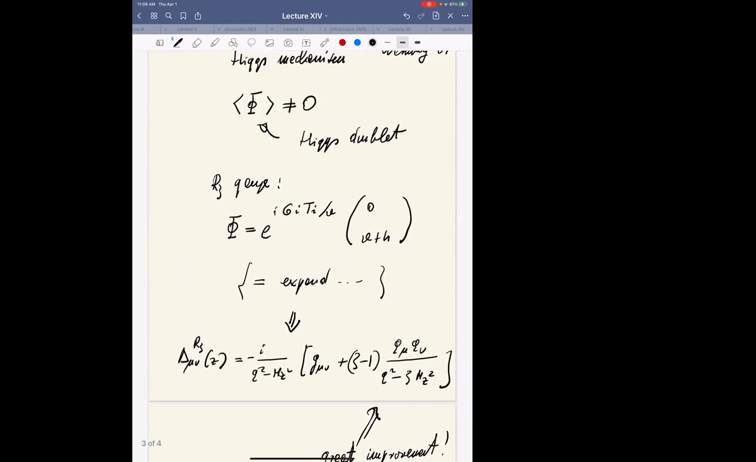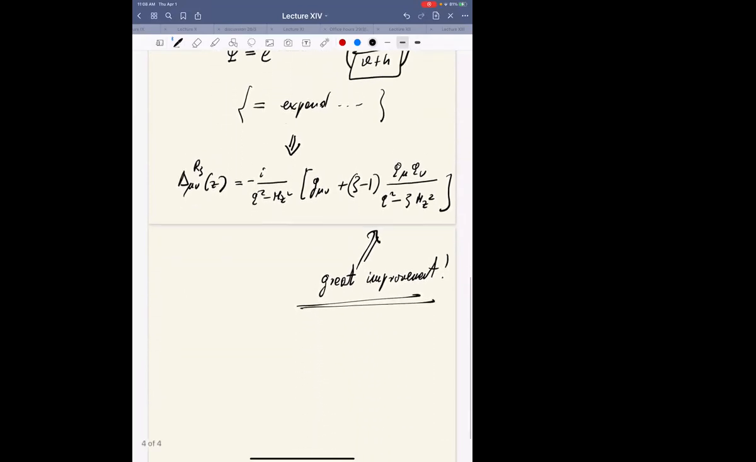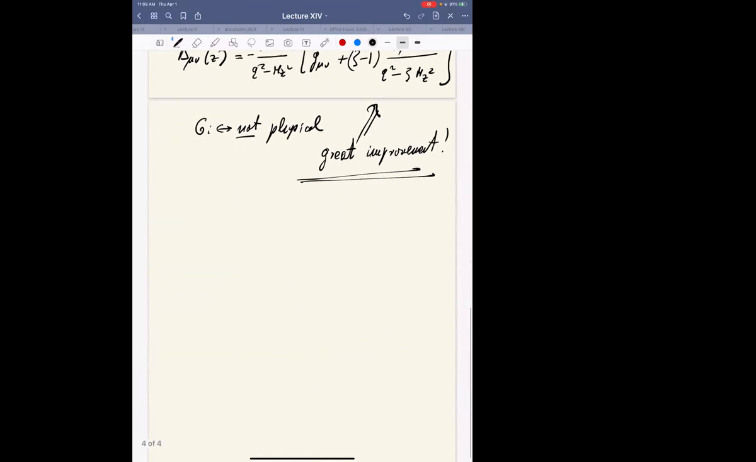The crucial protagonist in this game is the Higgs boson, which is physical. Remember, Goldstones are not physical. They are like longitudinal components of the photon. You can always go to unitary gauge. You get rid of them. Not good for loops, but good to understand physics. Phi unitary is zero, v plus H.